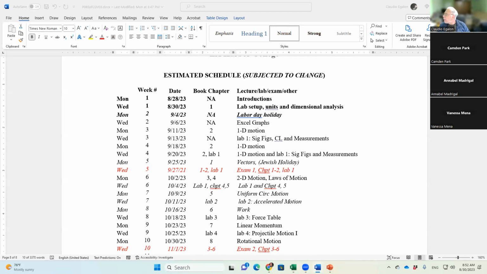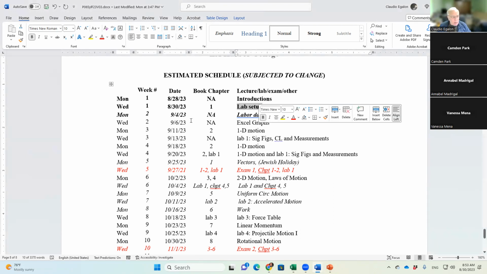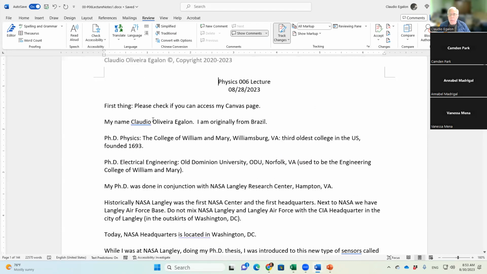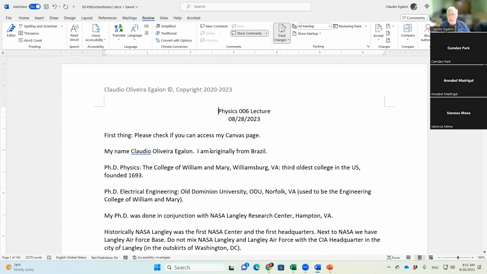Okay, and now we have it here. And lab setup. Well, we have to wait for more students to come by so you can set up the lab. Okay, the way I'm going to do it is the following. Notes are here, and that's what we did yesterday.